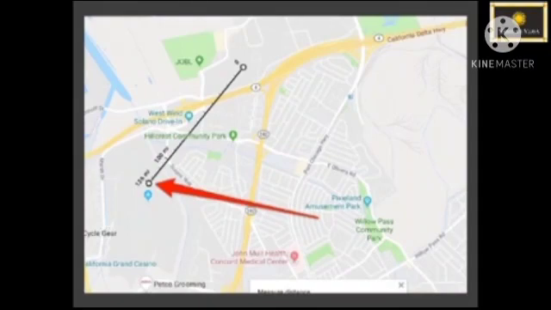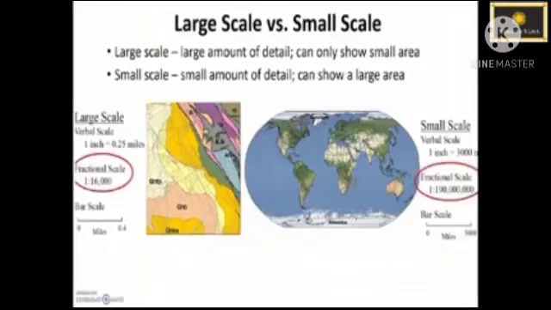So, children, have you all understood what is a distance scale? Yes. Then let's move on to the next one. There are two types of scales: small scale and large scale. Small scale. When a large area is shown on a small map, such a map is called a small scale map. For example, map of a country.